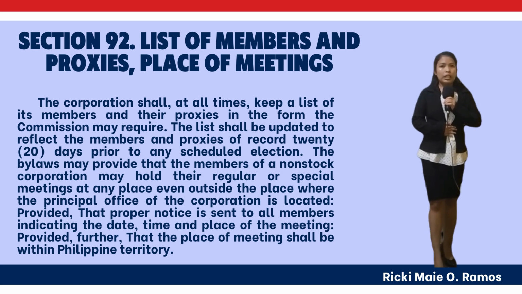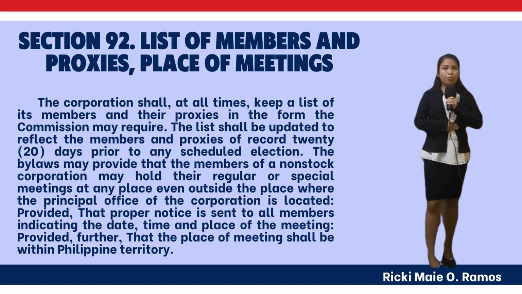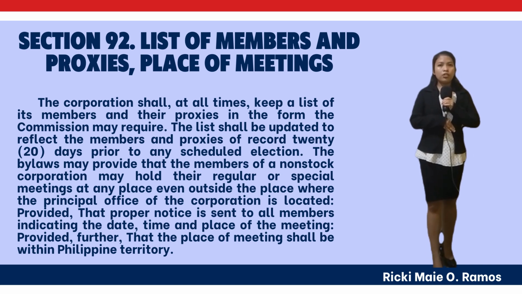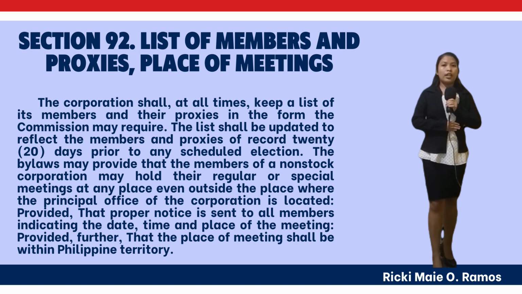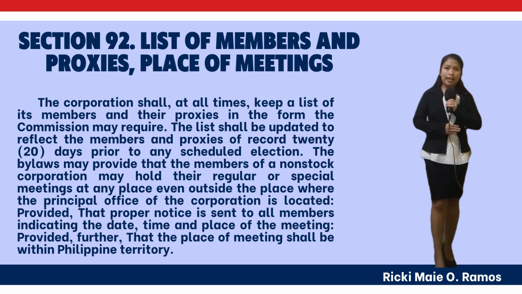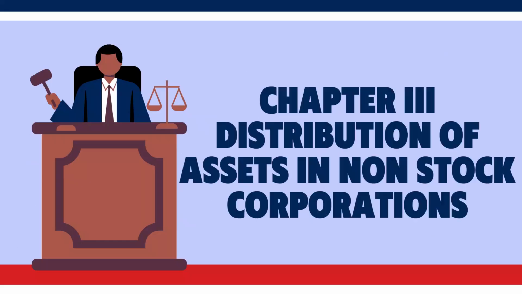Section 92, List of Members and Proxies, Place of Meetings. A non-stock corporation shall at all times keep a list of its members and their proxies in the form that the SEC may require. The list shall be updated to reflect the members and proxies of record 20 days prior to any scheduled election. Place of meetings shall be any place within the Philippines with proper notice which is sent to all members indicating the date, time, and place of the meeting.